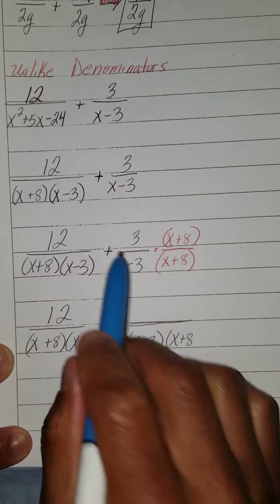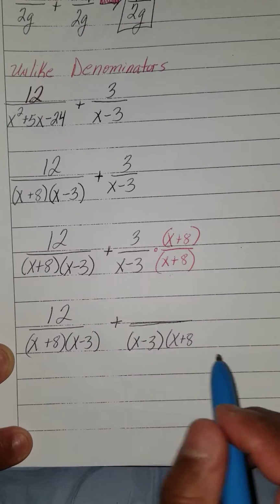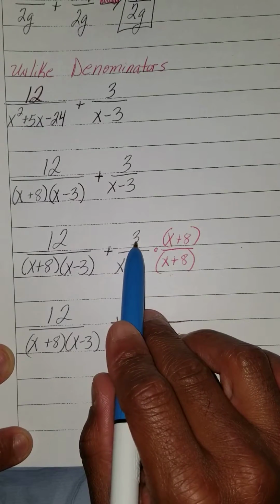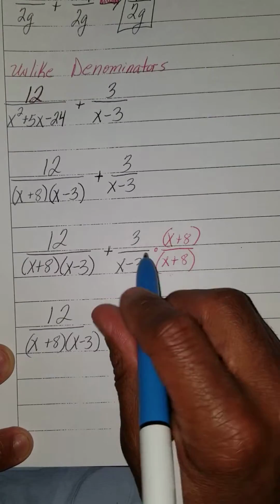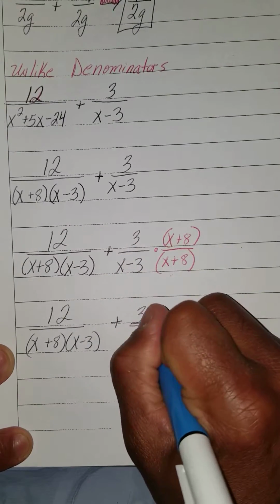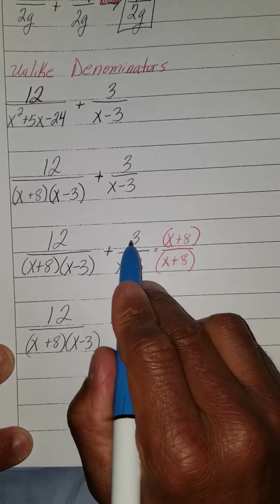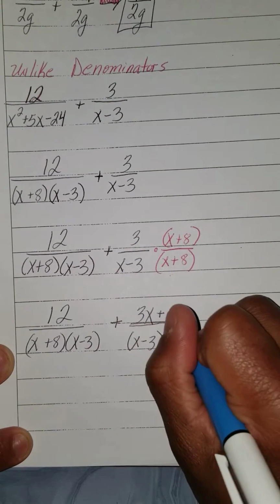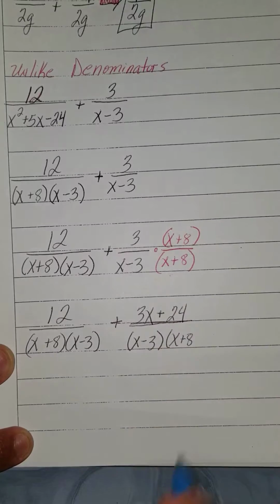In my numerator, however, I must simplify. So here I'm going to distribute this 3 into this set of parentheses. I'm going to multiply 3 times x, and I'm going to get 3x plus 3 times 8, and this is how I get my 24.